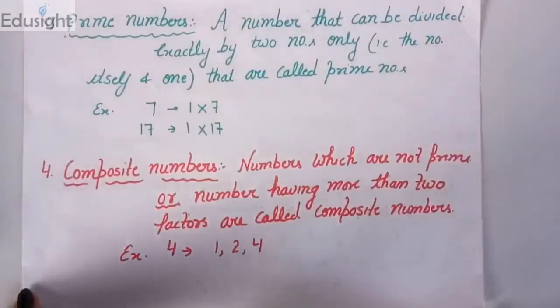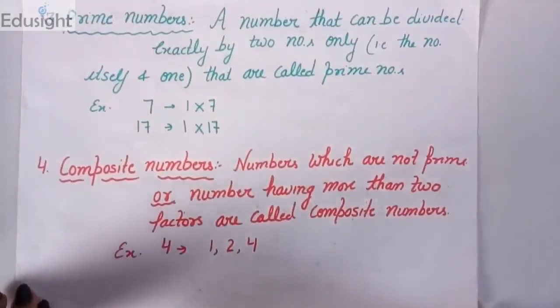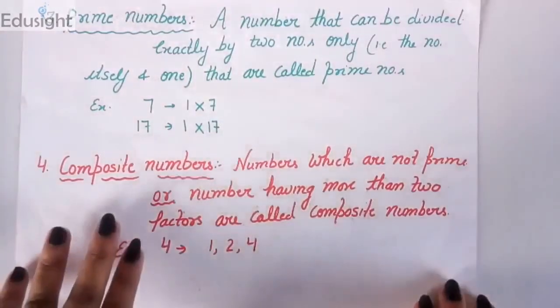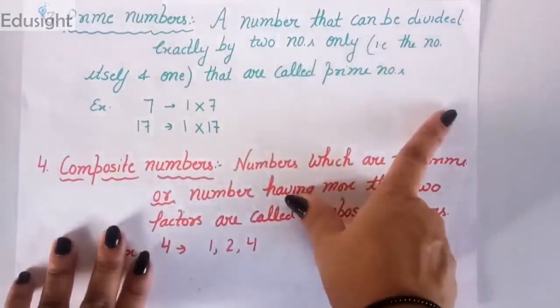Now next, prime number. A number that can be divided exactly by two numbers, that means one number is 1 and the other number is the number itself. These are called prime numbers. In other words, numbers which have only two factors are called prime numbers.